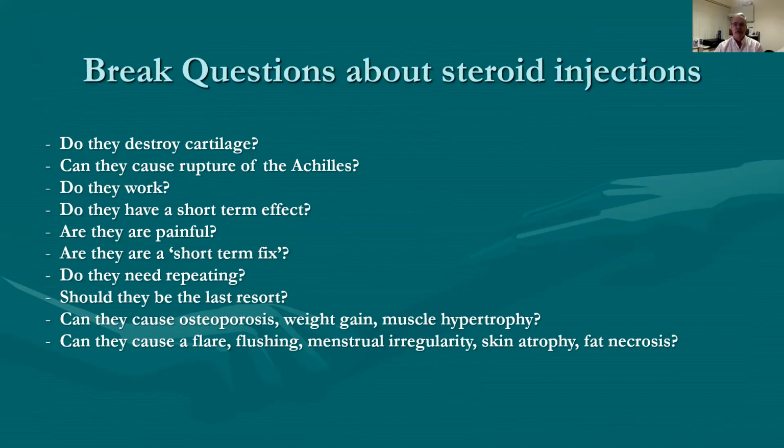So during the break, this is a slightly shorter first part of this lecture. I'd like you to consider some of these questions about steroid injections. Do they destroy cartilage? Could they cause a rupture of the Achilles or the patella tendon? Do they actually work? Do they have a short-term effect? Are they painful?